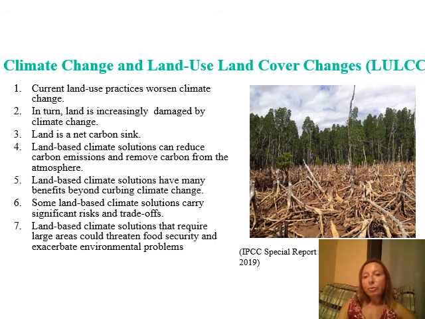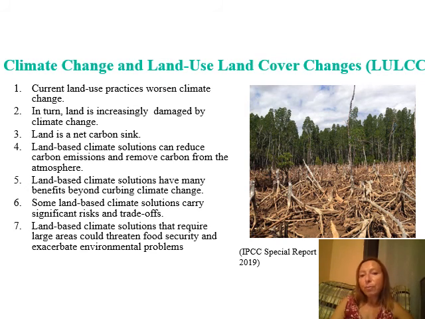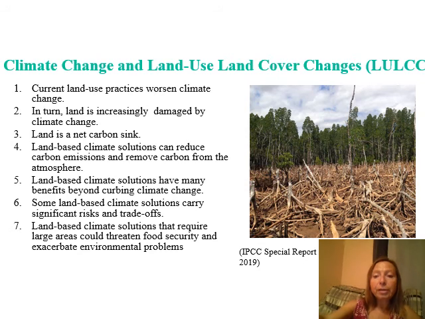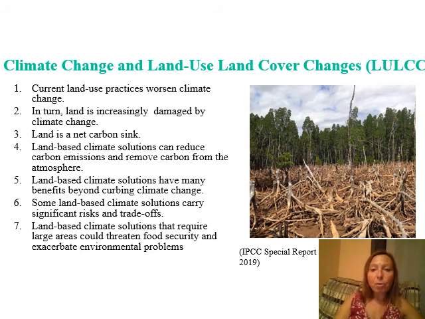So you know that land is a net carbon sink. Vegetation and soils are both carbon sinks, but as we are destroying them through land use and land cover change, it also is leading to the increase of carbon dioxide emissions. And the land-based climate solutions can also at the same time reduce carbon emissions and remove some of this carbon from the atmosphere. So we really need to look more into those practices and promote agricultural practices that create incentives for creating more carbon sinks.